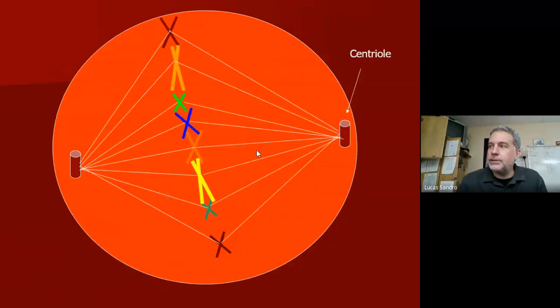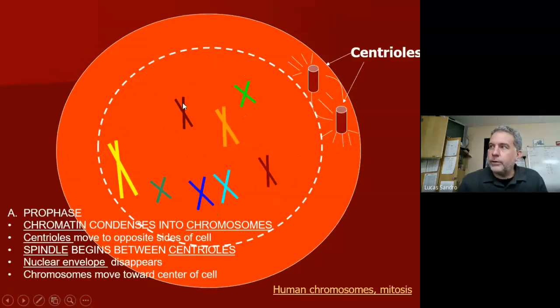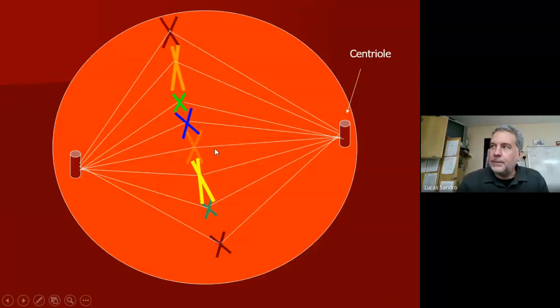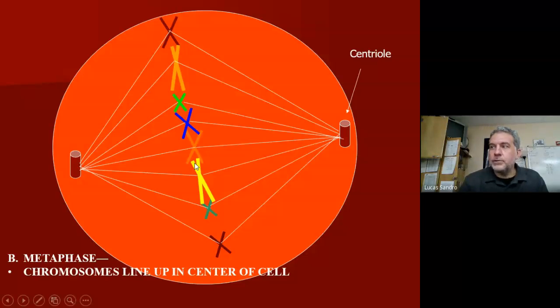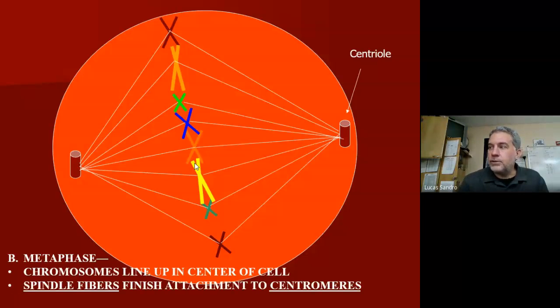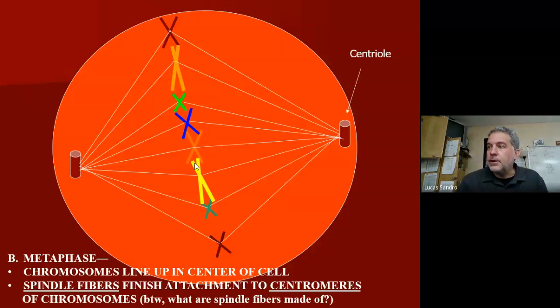Then there's kind of a split-second phase where all those chromosomes, from being jumbled around in the cell, line up down the middle. They line up down the middle, and the spindle gets finished and attaches to, remember, what's called the centromere of each chromosome. So in metaphase, the chromosomes line up in the middle. The spindle fibers finish attaching to the centromeres of the chromosomes. Sticker question that I'll come back to on Friday: what do you think spindle fibers are made of?